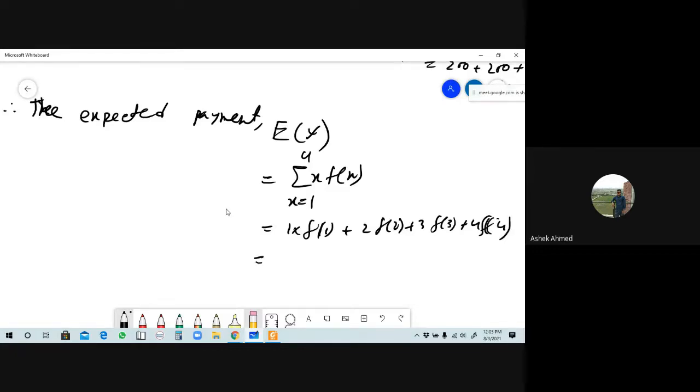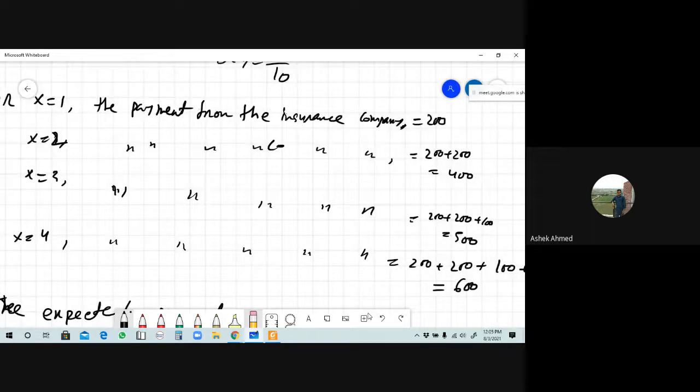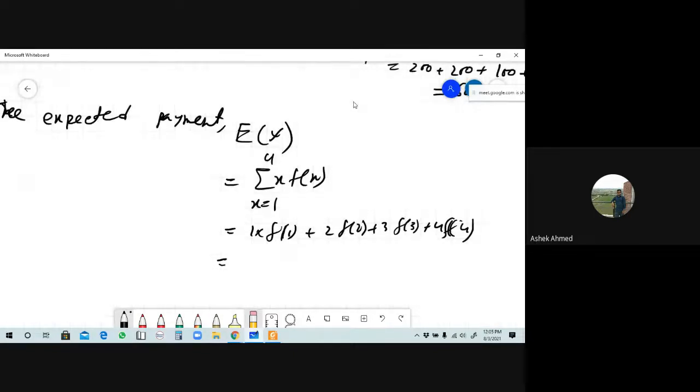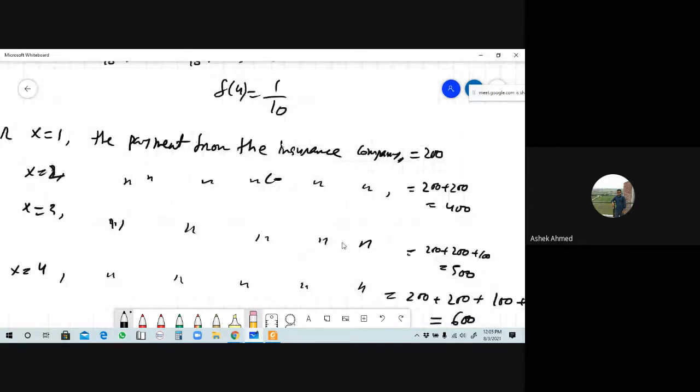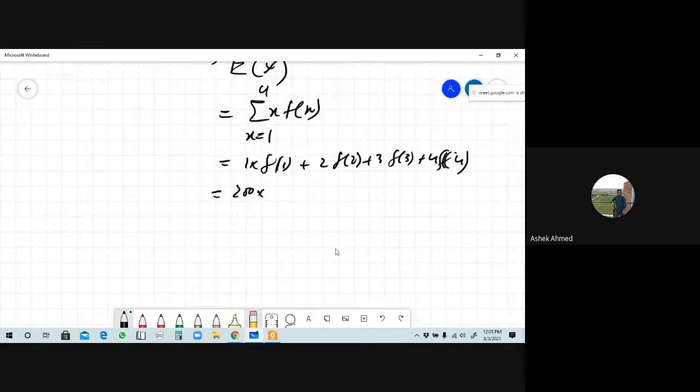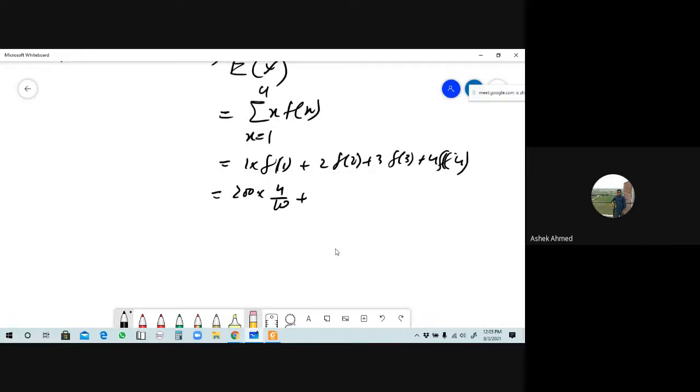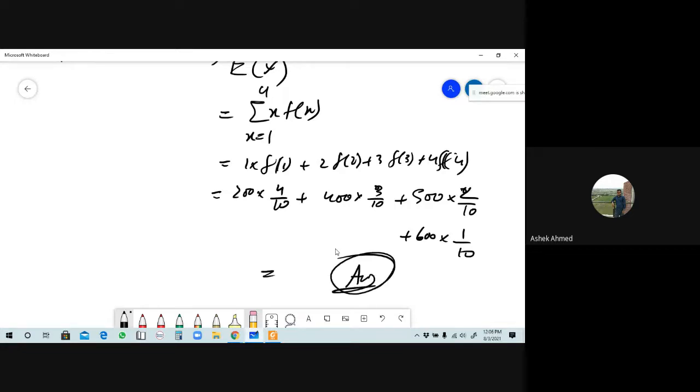So for 1 day, the total payment here is $200 into the value of f of 1, that is 4/10, plus 2 means 400, and f of 2 is here 3/10, plus 3 means $500, and f of 3 will be 2/10, plus 4 means 600, and f of 4 is here 1/10. This will be the required result here.